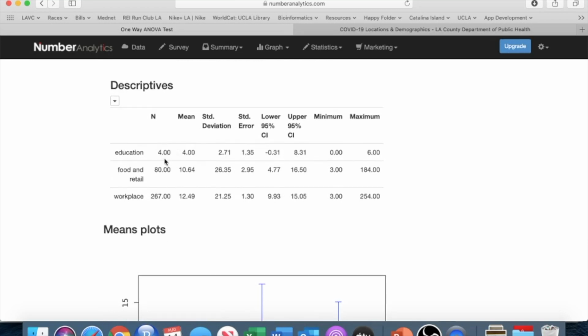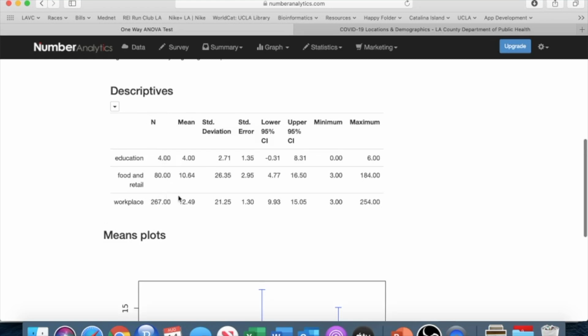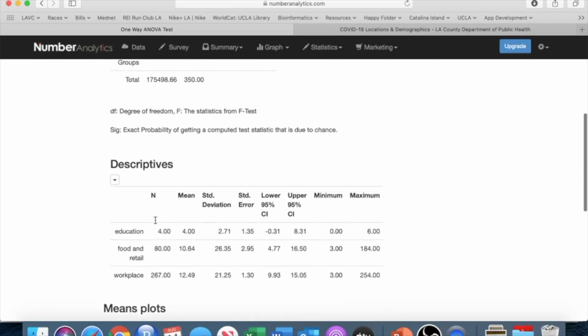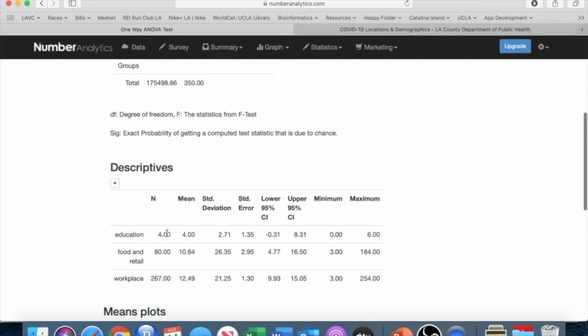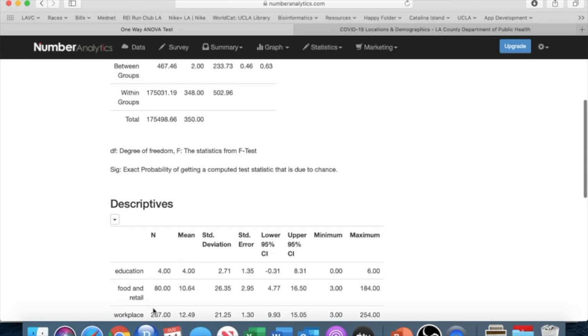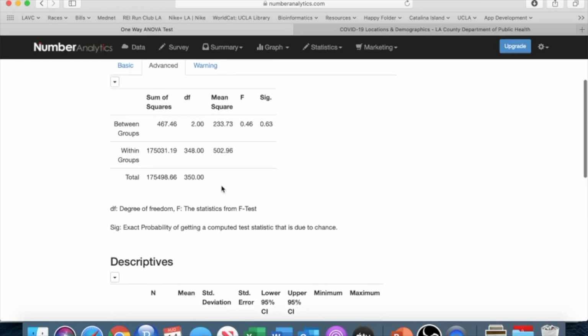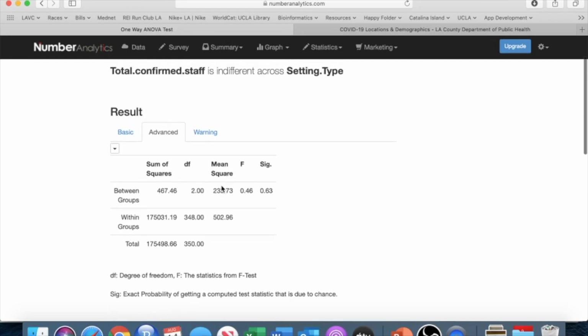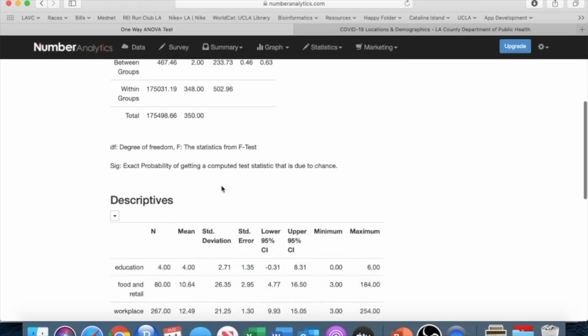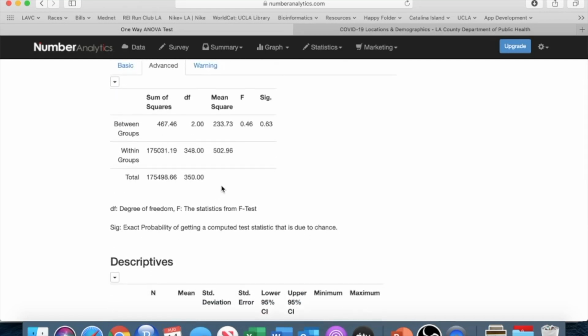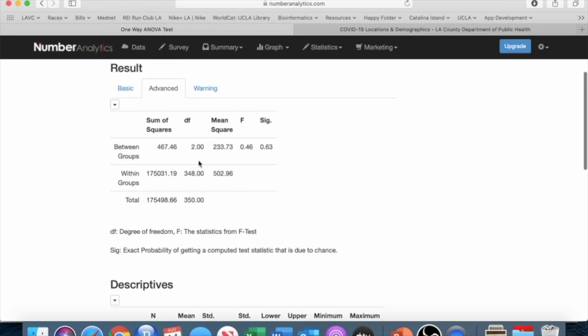See, I have only 4 in education, 80 in food and retail, and 267 observations, or N, for workplace. So these groups aren't balanced, right? Within ANOVA, we want to try to get our groups to be similar. This is very not great. But this is still interesting, right? This is the data that I could get for COVID.